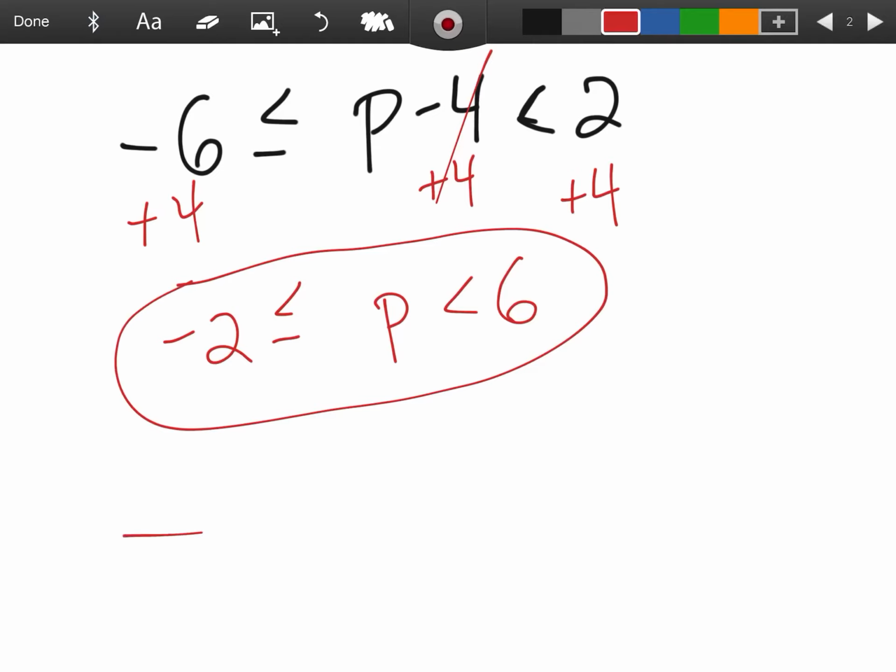So if we want to throw this on a number line, let's just say negative 2 is right here, and that's going to be filled in, and 6 is over here. Well, everything in between those is a solution, such as 0. If we were to plug in 0, 0 minus 4, that's negative 4. Yep, that's greater than or equal to negative 6, and yes, that's less than 2. So that works for this compound inequality.